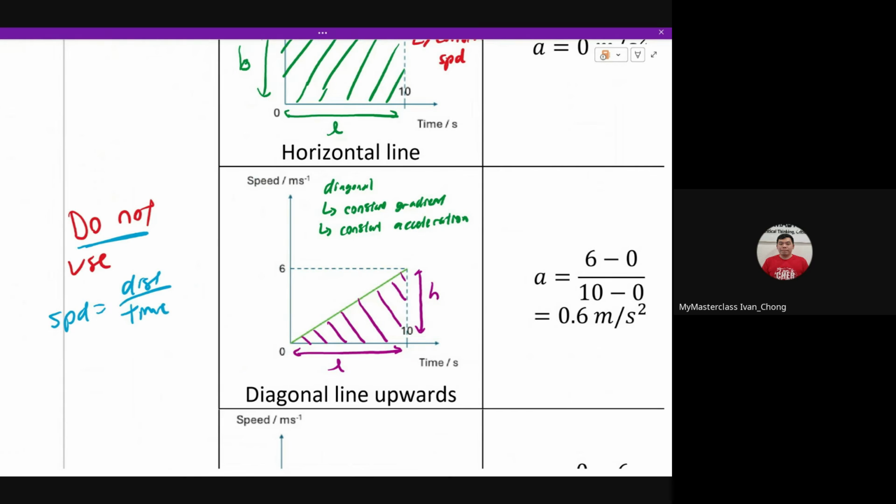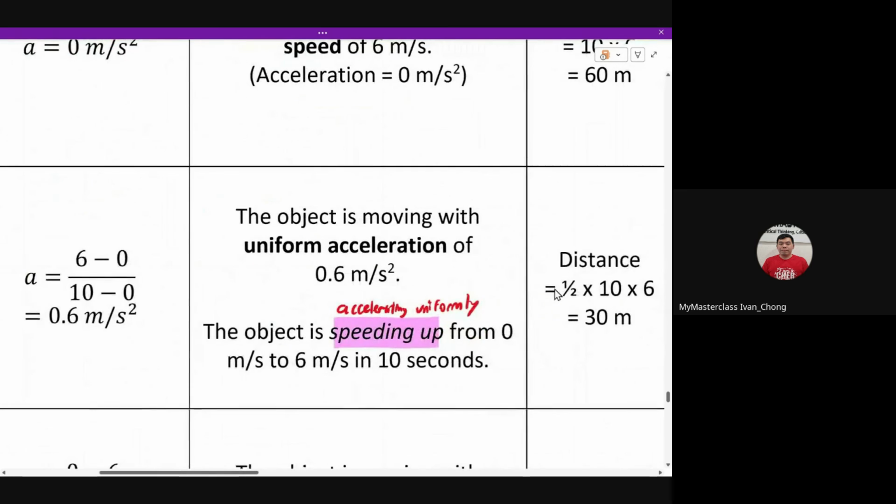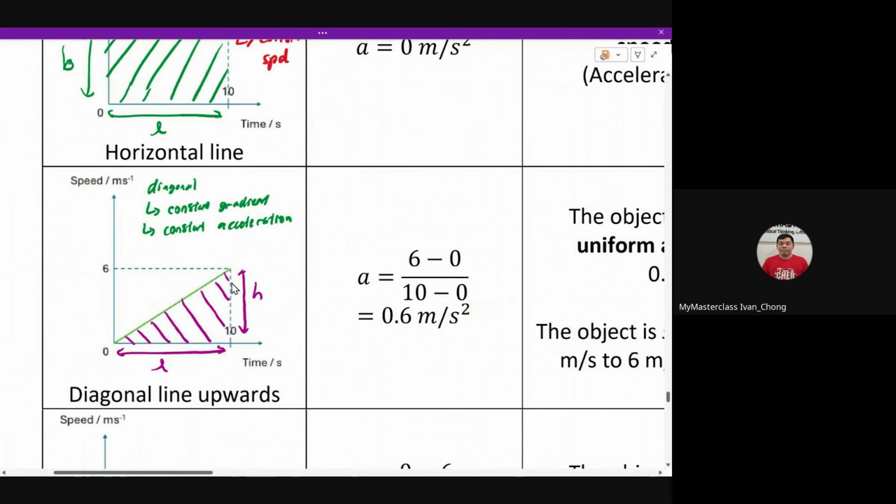Why? Because this formula assumes average speed. But the thing is, my speed is not the same. This one assumes must be constant speed. Because you can see my speed is actually changing. So because my speed is changing, I cannot use this formula. I must use the area under the graph. So we don't always use that one.